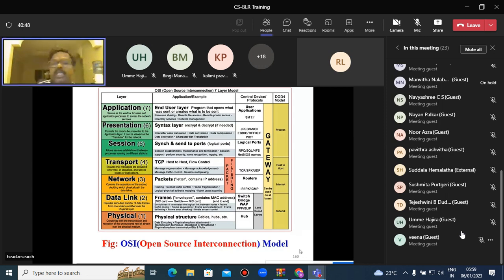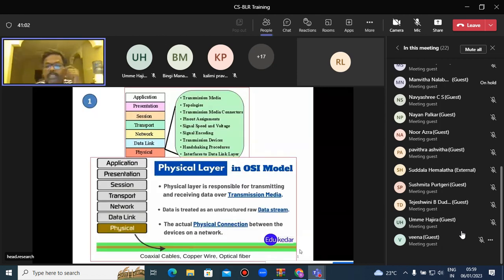So central device protocol, it uses applications like SMTP, and it uses a gateway, can be used in all layers, and it is a process. So now in detail, 7 layers we will see one by one. See, this is the first layer.